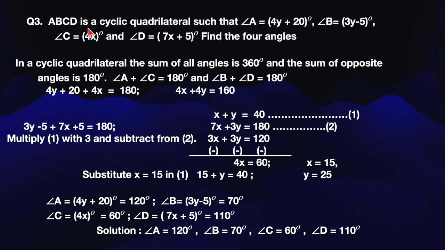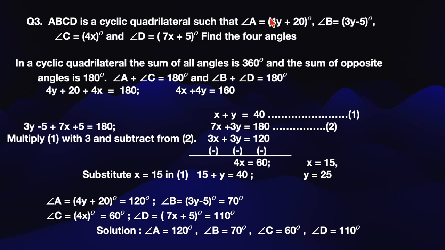Question 3. ABCD is a cyclic quadrilateral such that angle A is 4y plus 20 degrees, B is 3y minus 5 degrees, C is 4x degrees, D is 7x plus 5. Find the four angles. Okay, so in a cyclic quadrilateral, we know that the sum of all four angles is 360, or the sum of the opposite angles is 180.